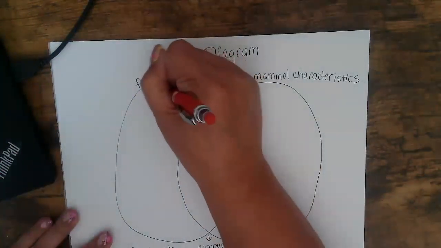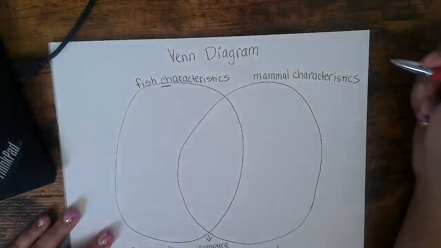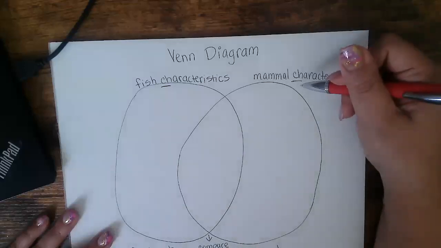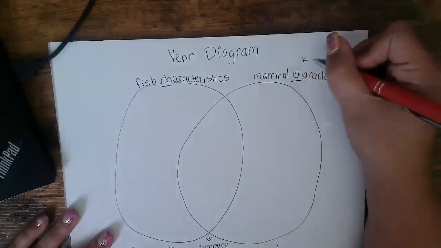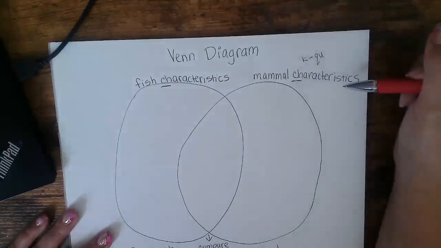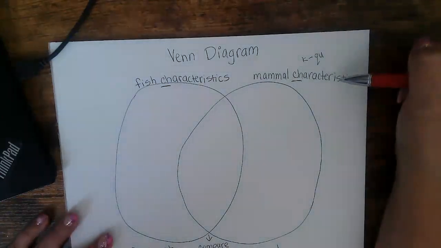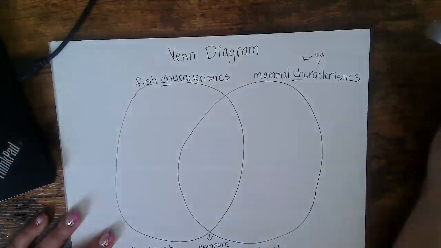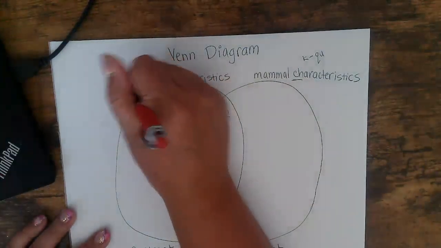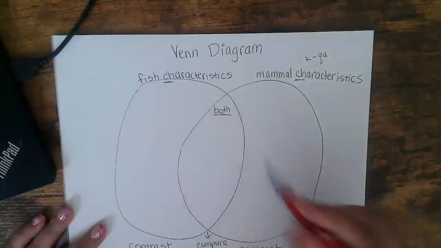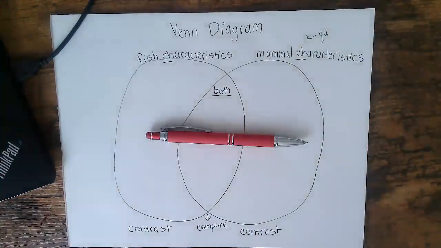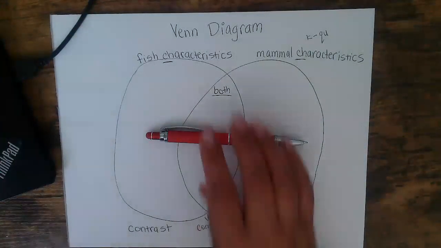Sometimes this CH makes the ch sound, but sometimes it's tricky because here it makes the sound of K or QU. So sometimes it could be a little tricky. So here it's characteristics, not characteristics, characteristics, right? And here we're going to see how they are both the same. So we're going to have fish characteristics, mammal characteristics, and both. Pause so you could finish writing. Anything you're not done, pause and finish writing.